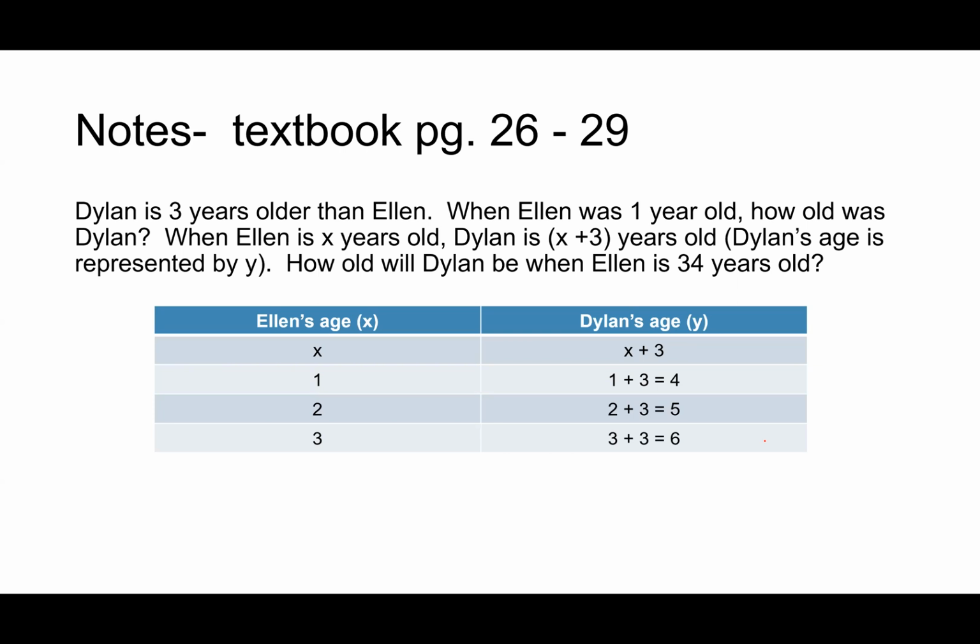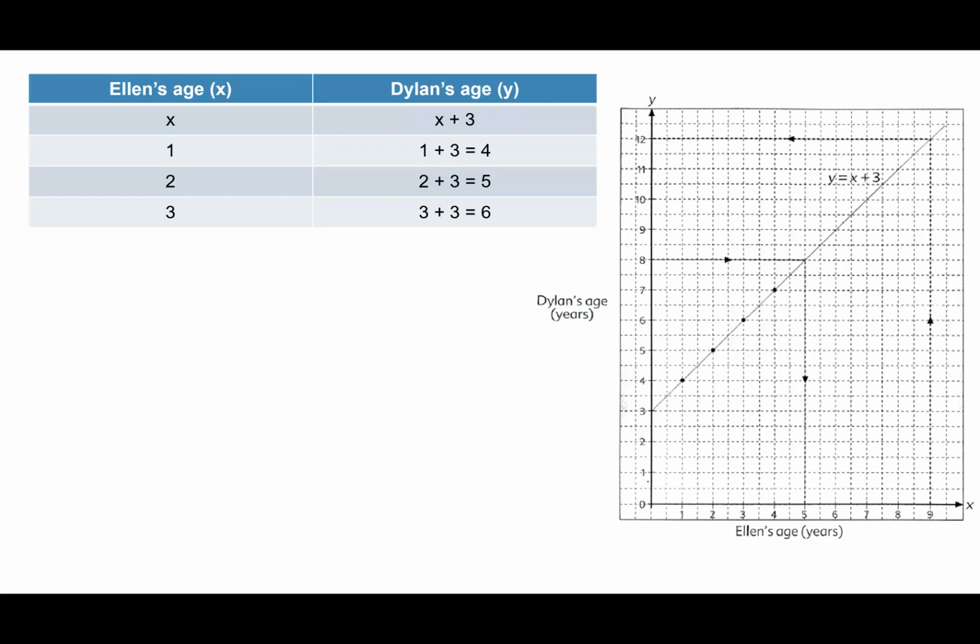Let's just stop for a second. Ellen is 1, Dylan is how old, folks? Ellen's 2, Dylan is? Ellen is 3, Dylan is? Ellen is X, Dylan is? X plus 3, great job. We can actually graph this. So let's take a look at the next slide that you guys have in front of you, and we're going to plot some ordered pairs.